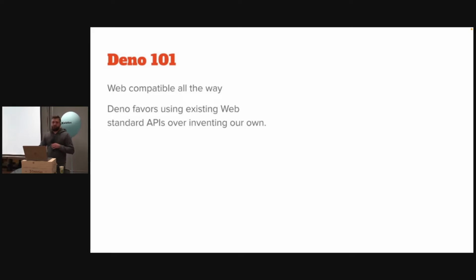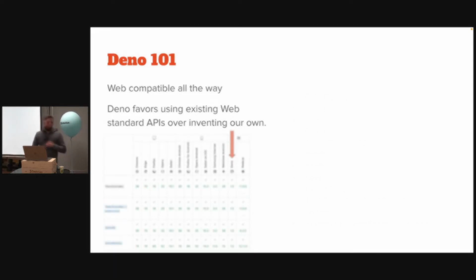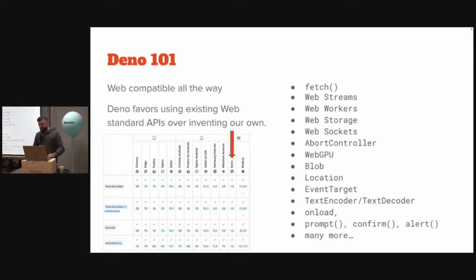We favor web standard APIs over inventing our own. So here's a short list of APIs that you can already use in Deno. Fetch, we had Fetch since version 1. Node just added it recently, and it's not yet there in terms of client. We got streams, we got web workers. So if you use them in your browser, you can do it the exact same way in Deno.